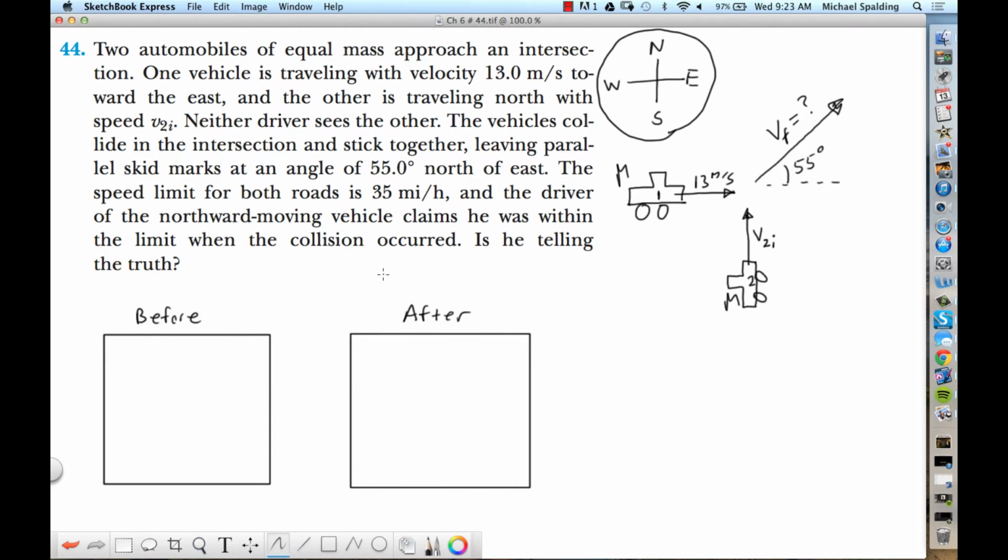Okay, yo, we're trying to find out if this guy's lying. Turns out, guess what the answer is? He's lying, dude. So, okay, here's what we got.